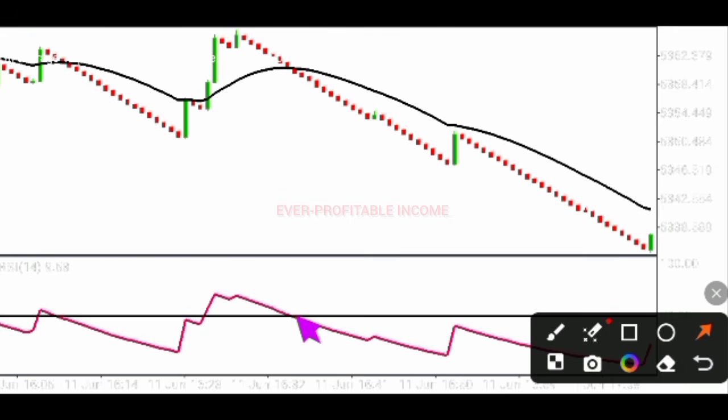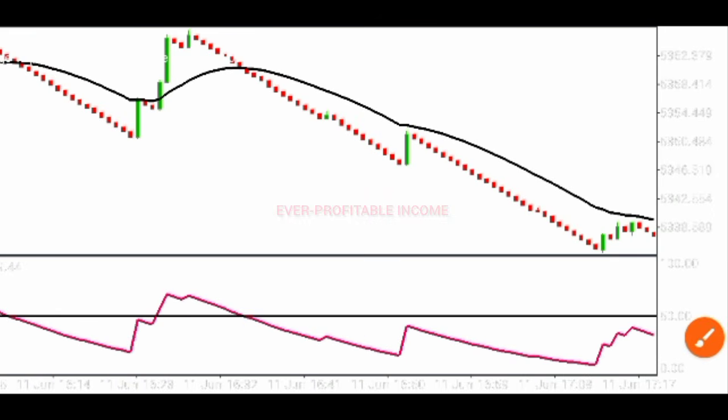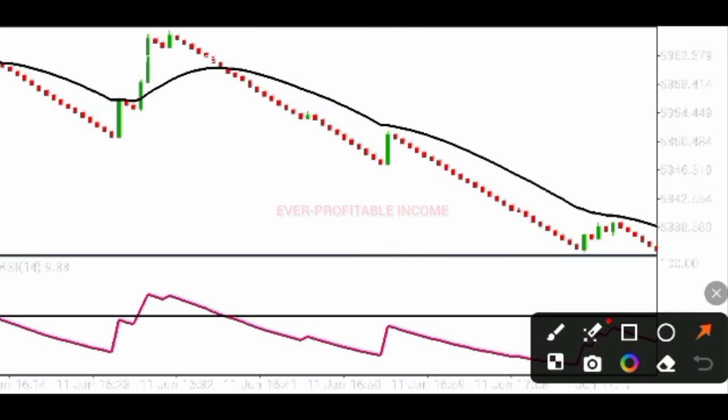When the RSI has gone below level 50, that tells us the trend is very bearish, the bearish movement is strong. And when you look at it right here now, you can see that it has further moved downward. Can you see that it further moved downward?